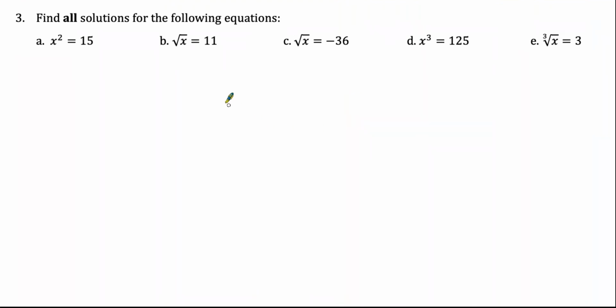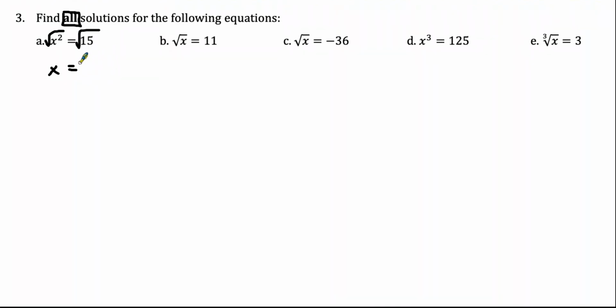On number 3, we are just solving each of these equations. Now, "all" is in bold here because some of these will have multiple solutions. The first one, if I am solving x squared equals 15, well, to undo the square, I'm going to take the square root of both sides. So here, the square and the square root undo each other, and I just get x by itself.